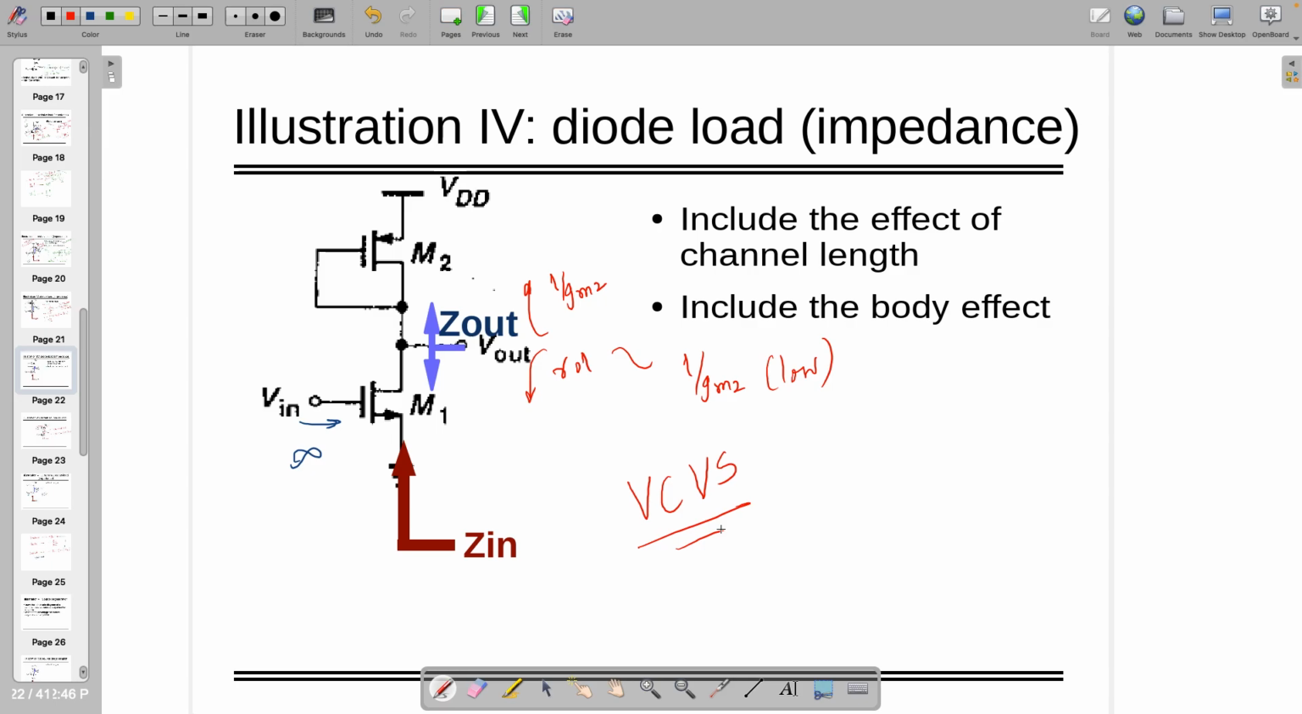Okay, so maybe the other amplifier we will start tomorrow. Is tomorrow the lecture, or is Thursday? Thursday. Okay.